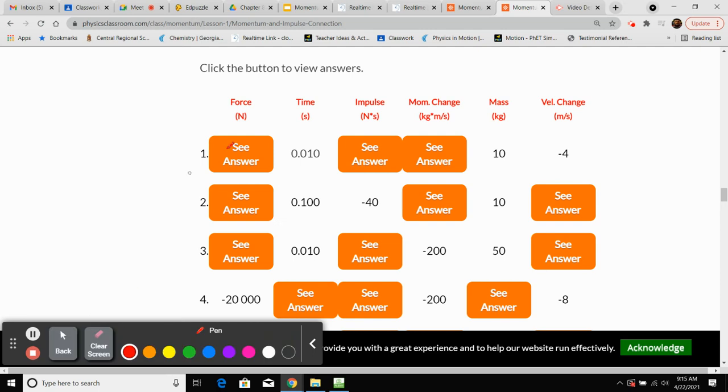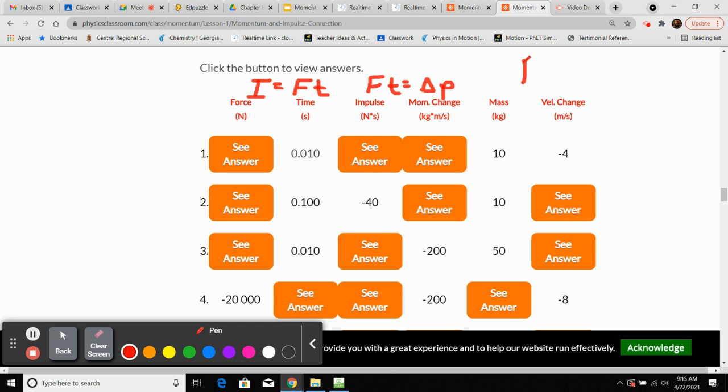Okay. So, guys, force times time is equal to an impulse. So if we wanted to say impulse is I, impulse is force times time. And impulse, Ft, is equal to the change in momentum, delta P.